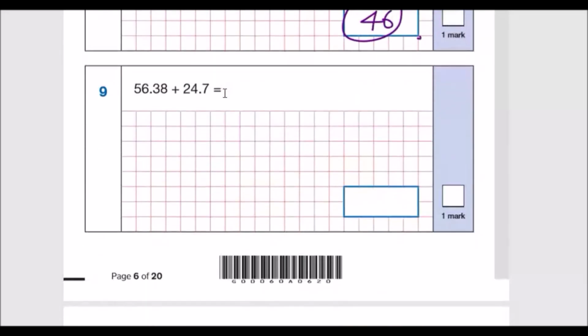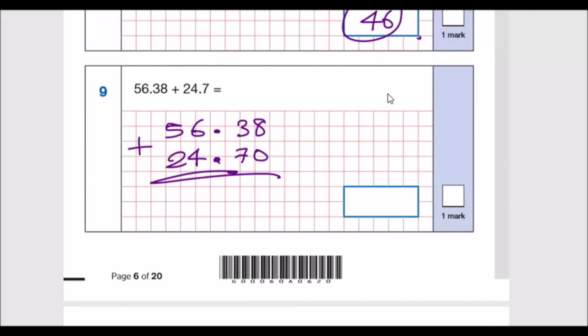Quick. Number 9. 56.38 plus 24.7. Oof. This one is easy, just a bit long. Again, always line up your decimals. So you got 56.38 and you got 24.7. And if you got a gap, just put a 0. Never leave your gaps empty. Just always put a 0 in.